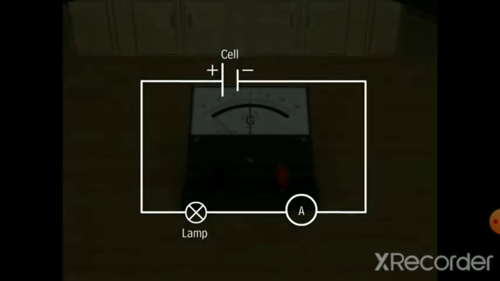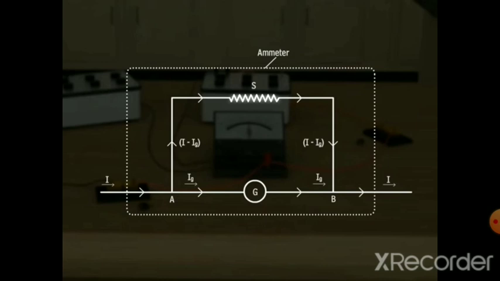To convert a galvanometer into an ammeter, a very low resistance known as shunt is connected in parallel to the galvanometer. The value of shunt is so chosen that most of the current passes through the shunt. This prevents large current from flowing through the galvanometer, which may damage it.